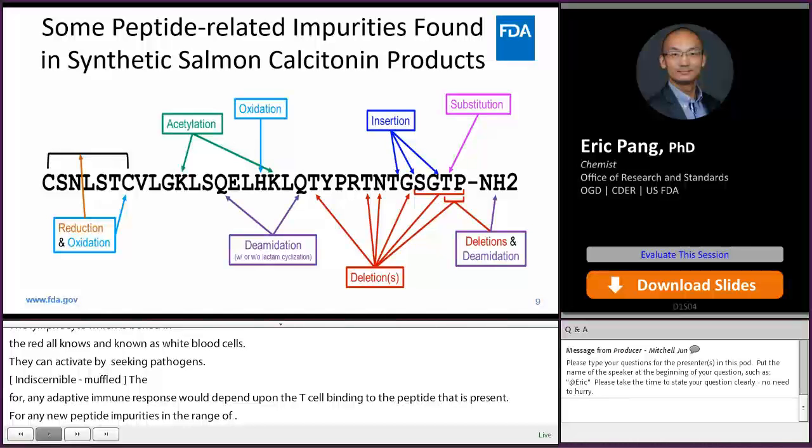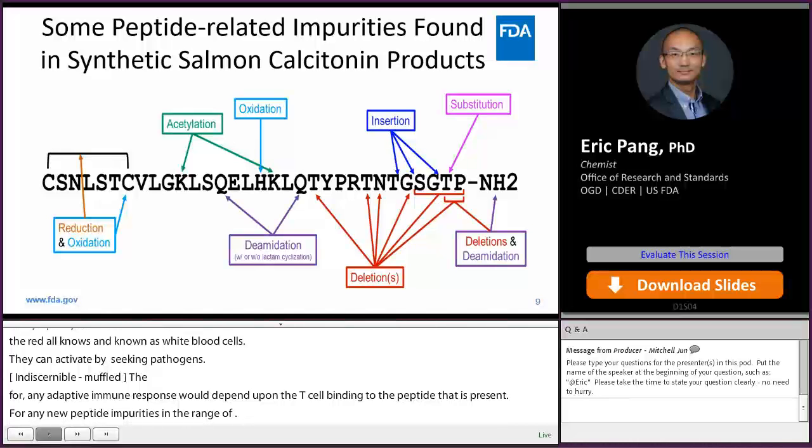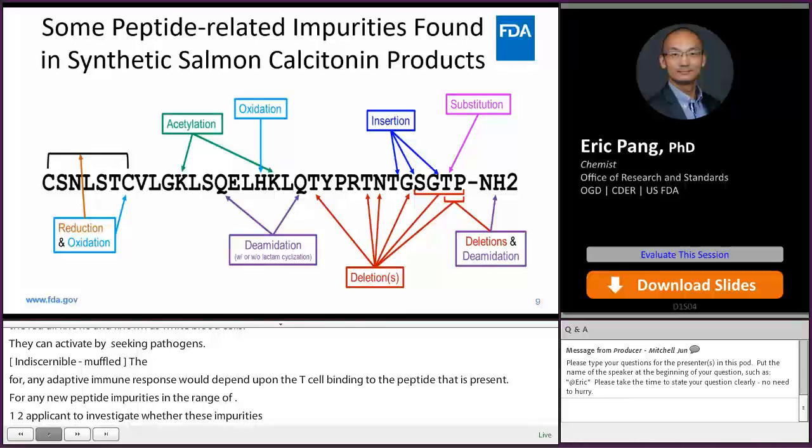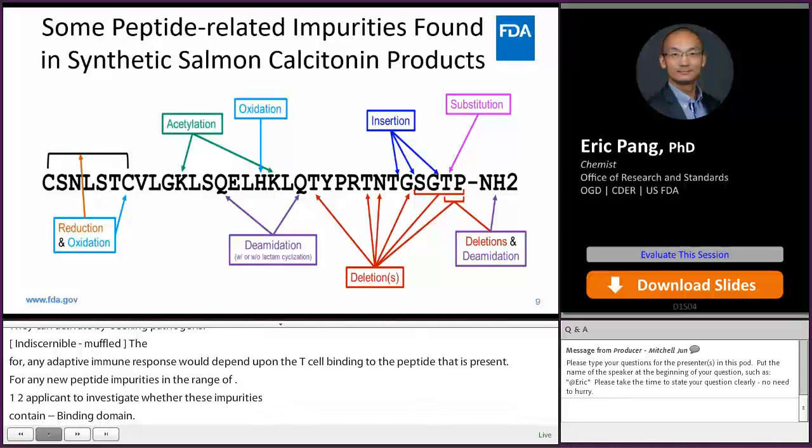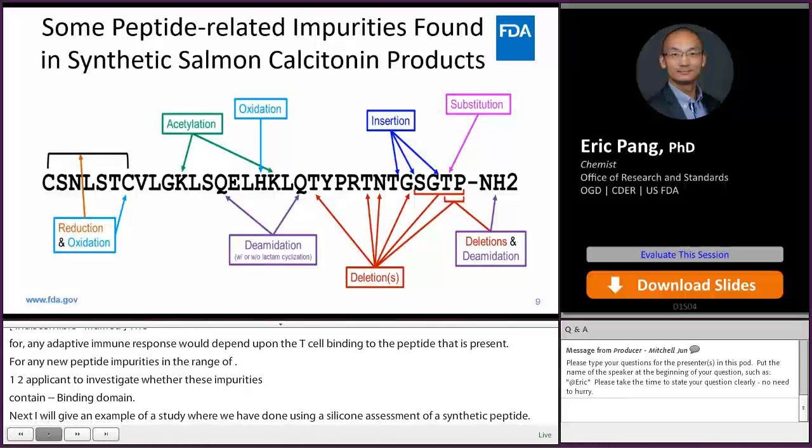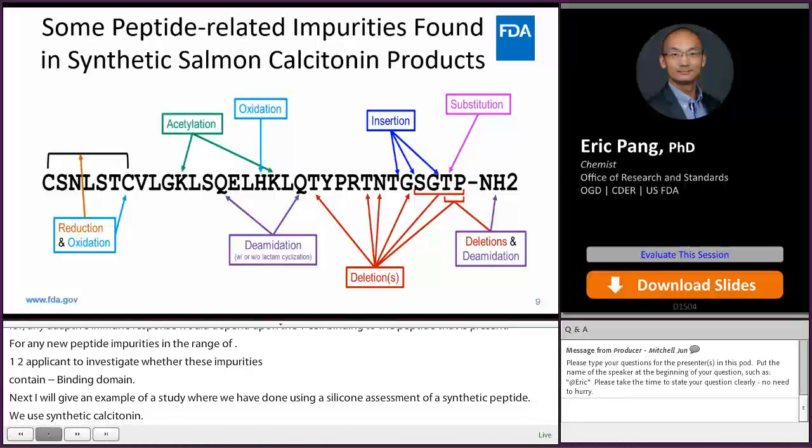Next, I'll give an example of a study where we used in silico assessment for determining the immunogenicity risk of a synthetic peptide, and we use synthetic salmon calcitonin. But keep in mind that salmon calcitonin is not one of the 5 peptides outlined in the guidance. However, it is commercially available. That's why we're using it for this study.